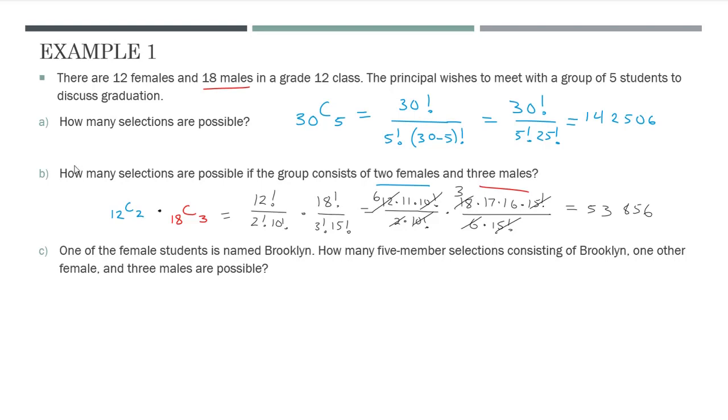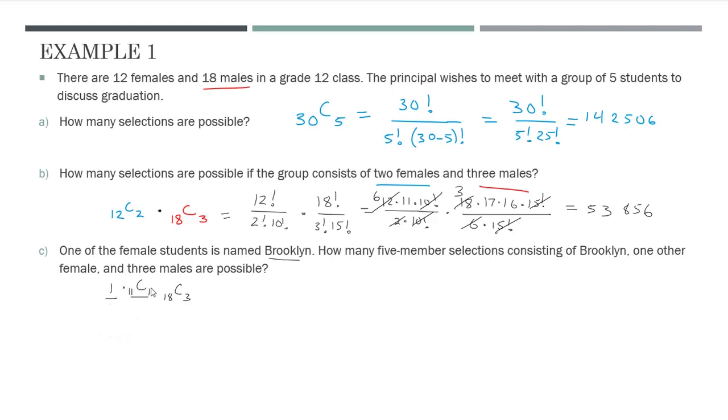Okay, the final part of the question. One of the female students is named Brooklyn. How many 5-member selections consisting of Brooklyn, 1 other female, and 3 males are possible? Alright, so now we've got 3 parts to this. Well, Brooklyn actually makes this easier because for the first position, we only have 1 choice. That's it. Now for the other female position, there's 1 less female, so it's actually 11 choose only 1 of them. And then for the 3 male ones, you're going to have the same thing we had before, which is 18 choose 3.